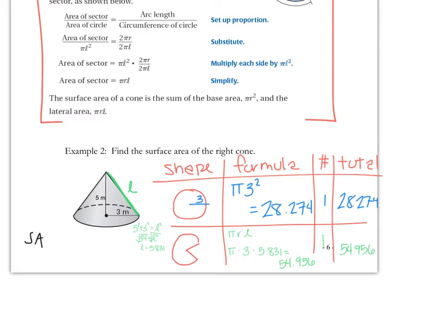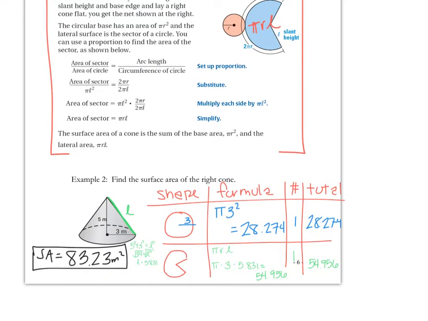So now I add them up. 28.274 plus 54.956 is 83.23 meters squared. And there you go. So that is cone.